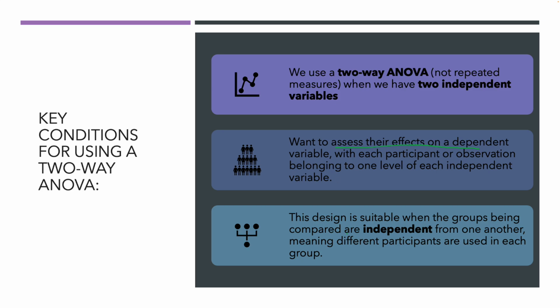Which one was really confusing? I think it was this one here. Effects. Okay, here. Belonging to one level of each independent variable. Well, what the hell does that mean?